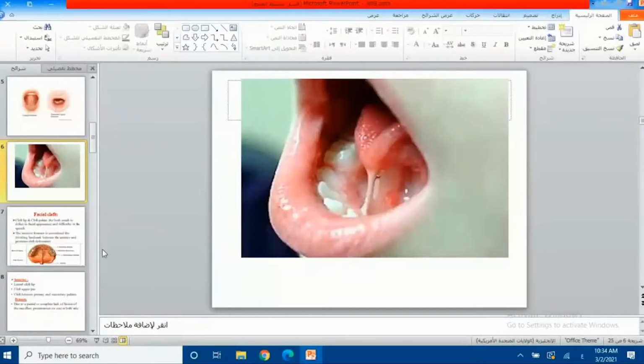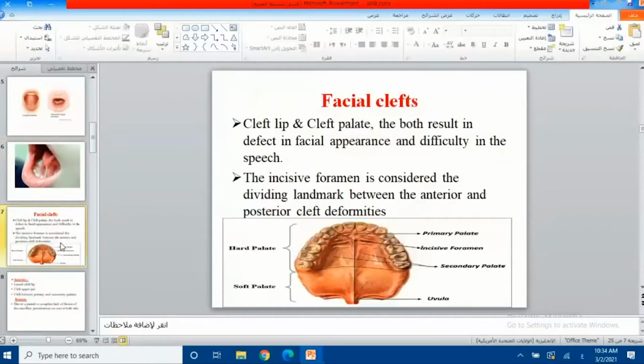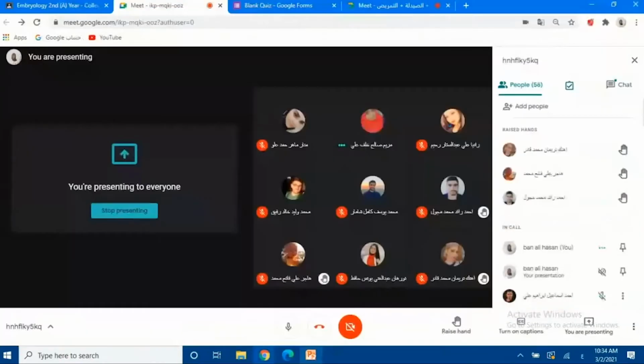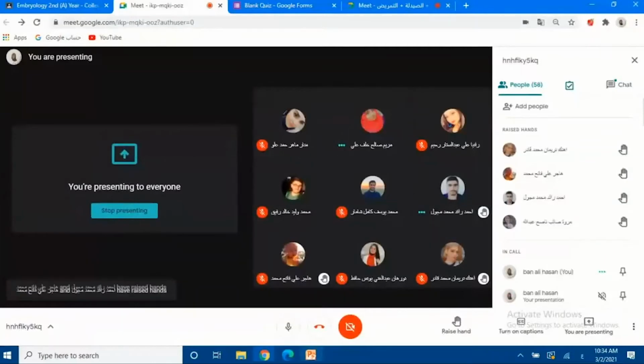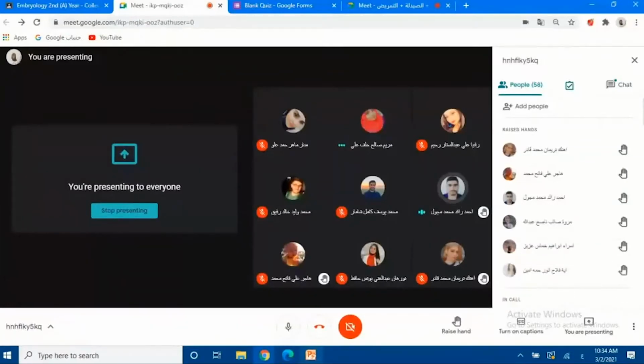Okay, so let's come to the facial clefts. What's the result of cleft lip and palate, or what are the effects of cleft lip and palate? Yes, Ahmed Raed. Result in the facial appearance and difficulty in the speech.